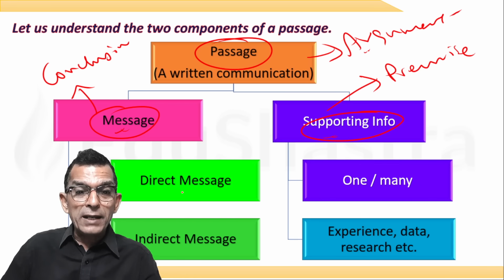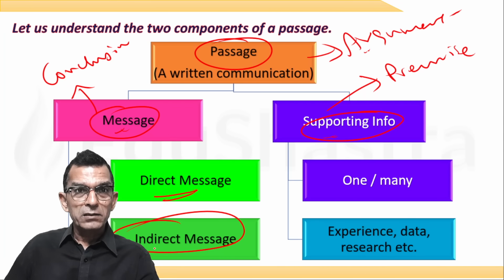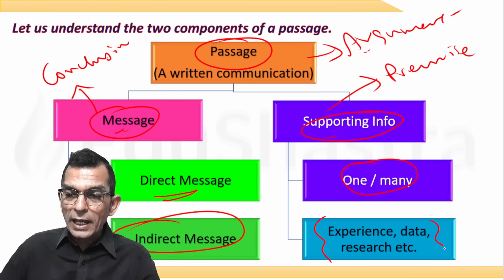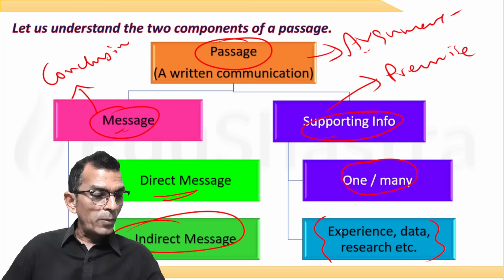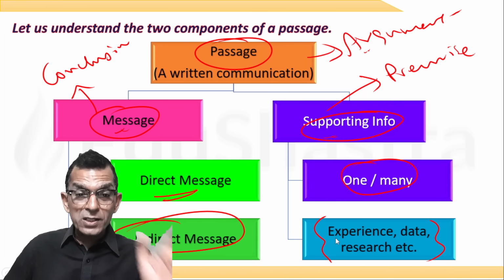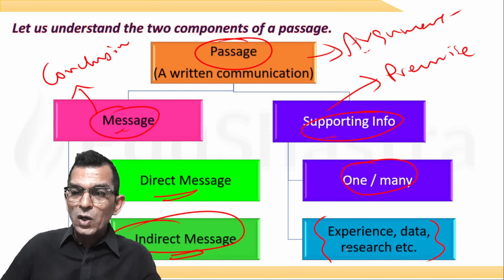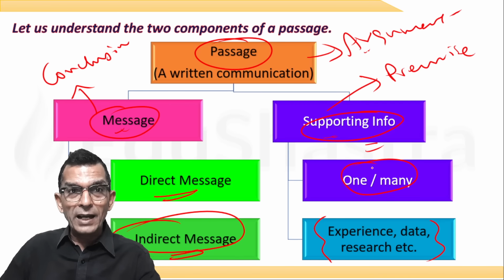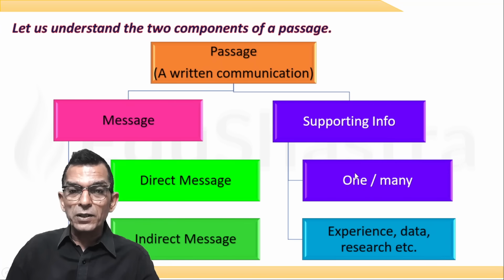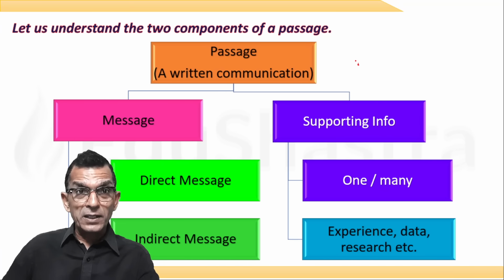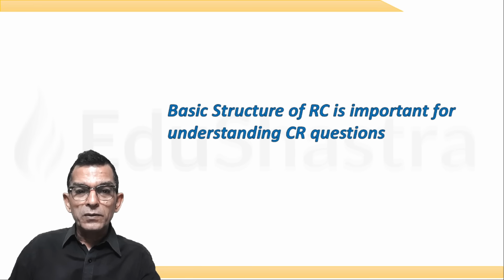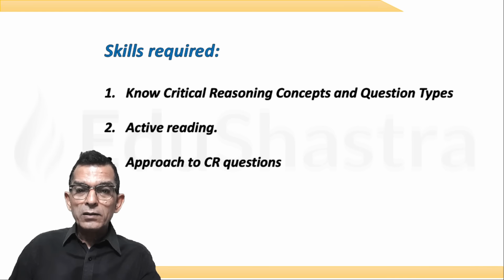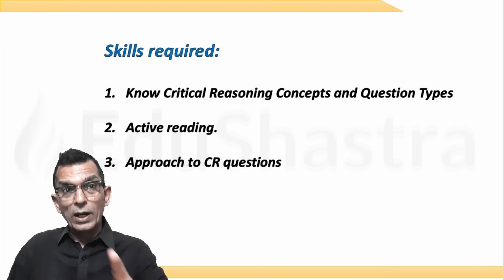Okay, now in the passage, the author might directly write his conclusion, or he might sometimes hide it. Okay, and the supporting information can be one or many, and the supporting information can take any of these formats. Okay, now sometimes the message could be indirect, or the supporting information could be suggested. It may not be written directly. Then we need to understand the different terms that we require to understand indirect questions.